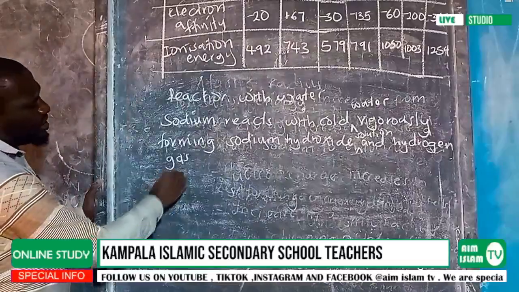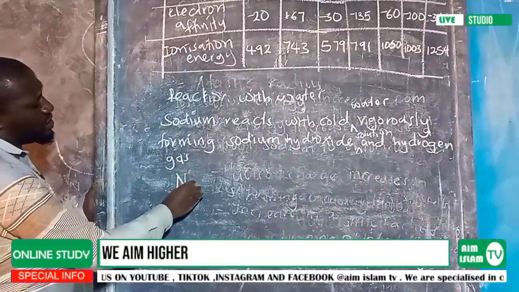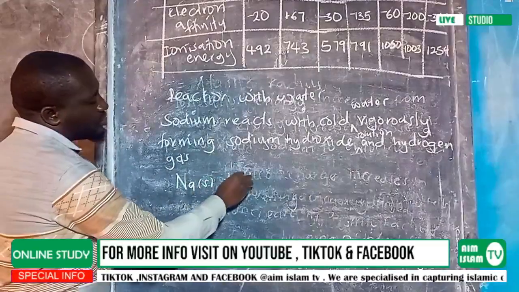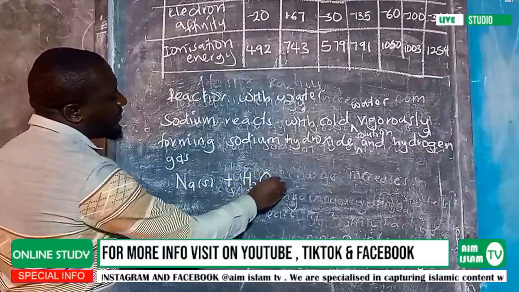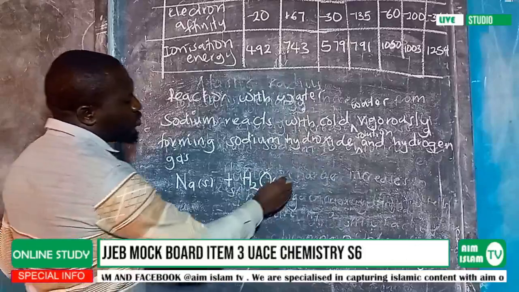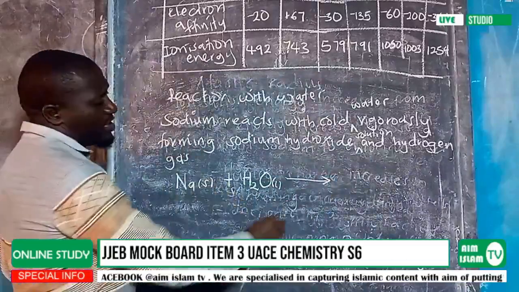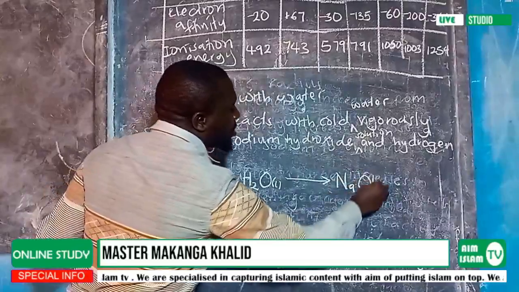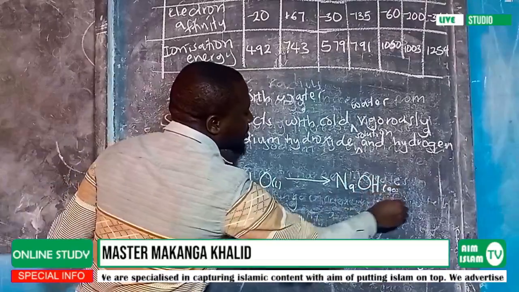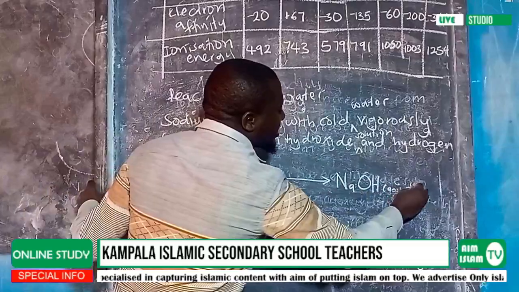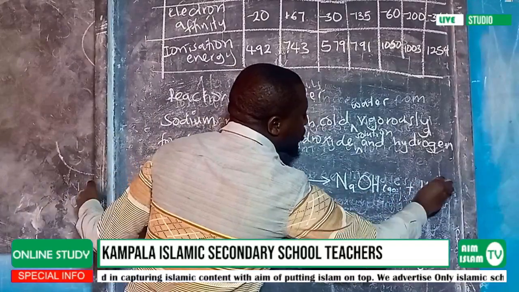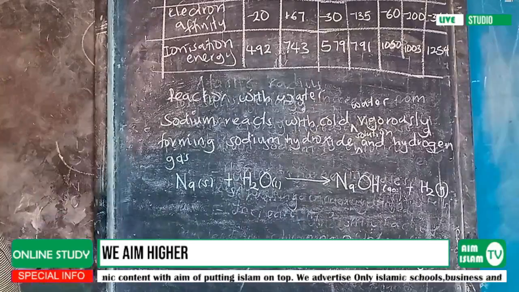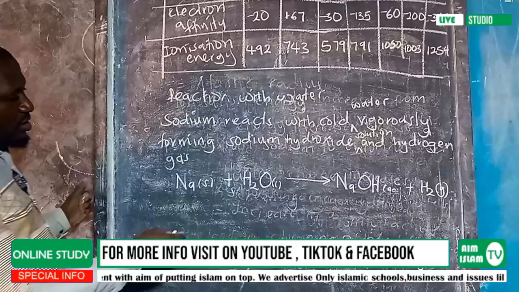And the equation for the reaction: you have sodium, which is a metal, it is a solid, it reacts with cold water vigorously, that is a liquid, that is cold water. Then you form sodium hydroxide solution, plus hydrogen gas. The equation must be balanced. So you need to balance this equation correctly.